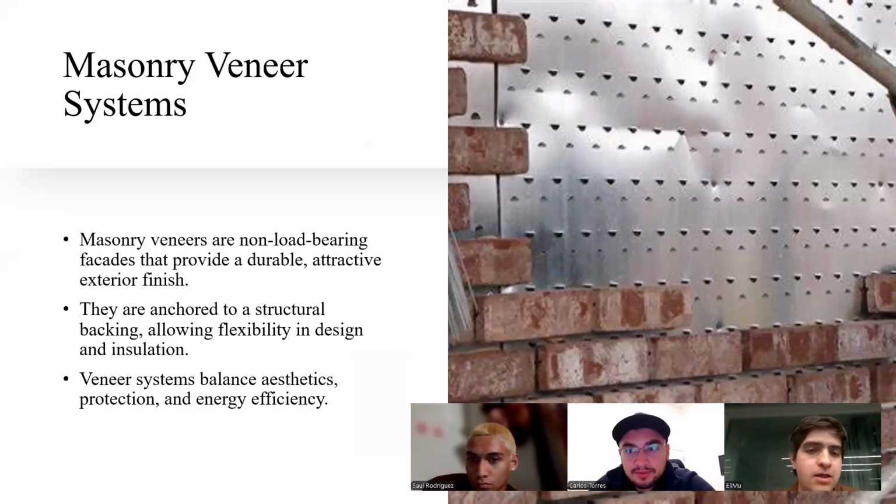Some installation methods are the adhered veneers. They are bonded directly to the backing with mortar and adhesive. There are the anchored veneers. Those are supported with metal ties and brackets, allowing for a cavity between the veneer and the structural wall. There are also prefabricated panels. Those are pre-assembled veneers, which are quicker for installation and enhance quality control.